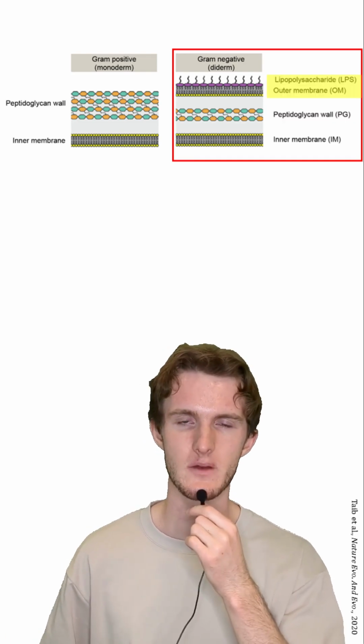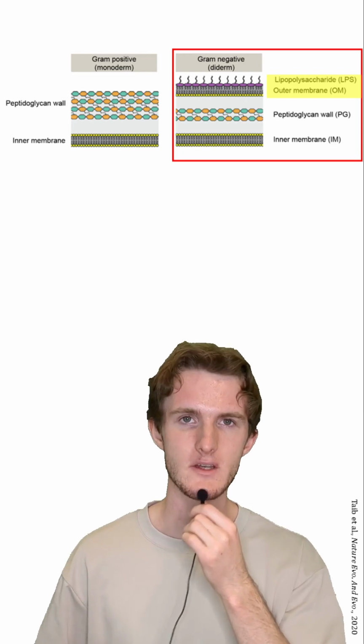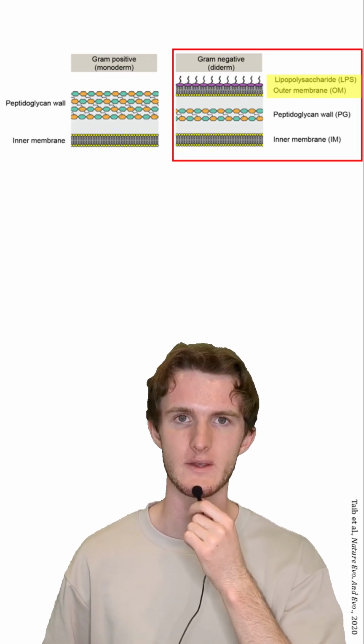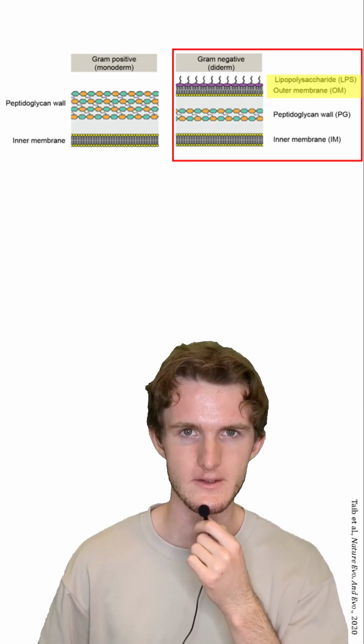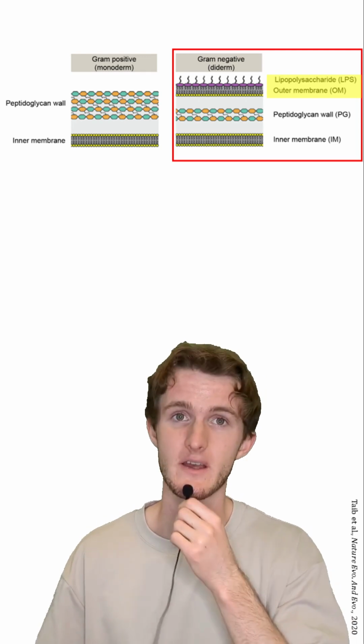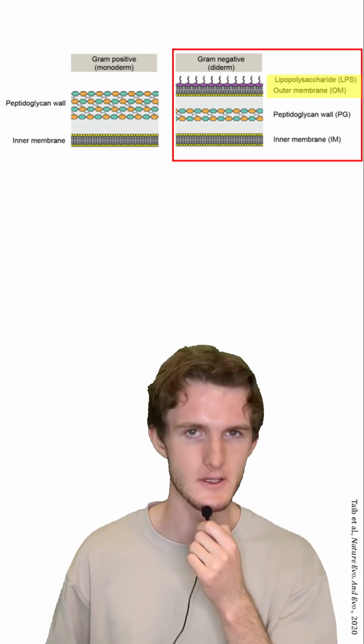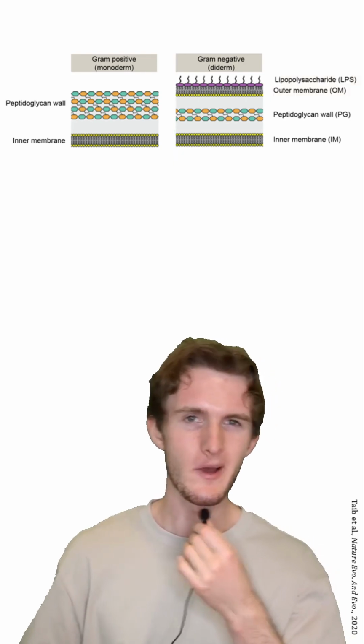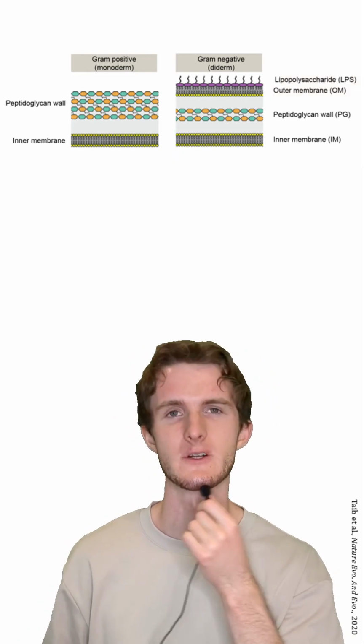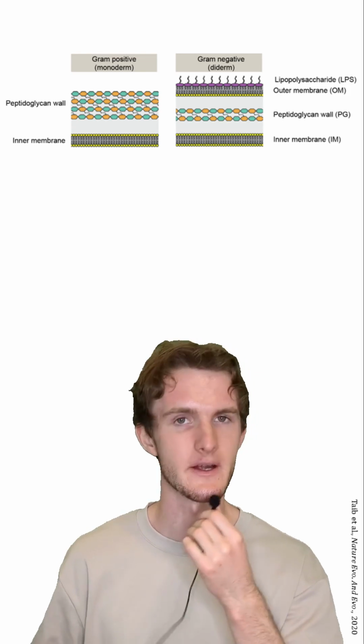That gram-negative cell membrane is a lipid bilayer, but it is not a phospholipid bilayer like we see in the membranes of most other cells. The inner half of the membrane does have phospholipids, but the outer half does not and is entirely composed of glycolipids, like LPS.